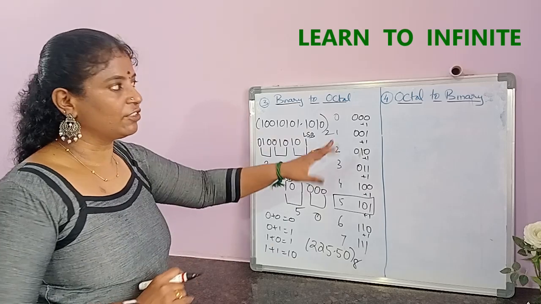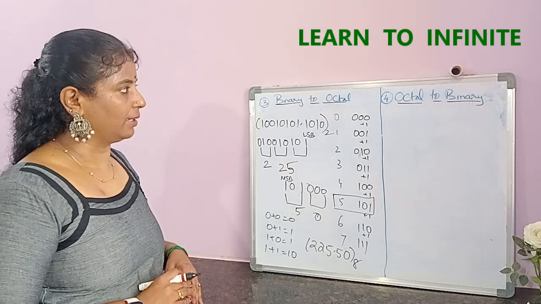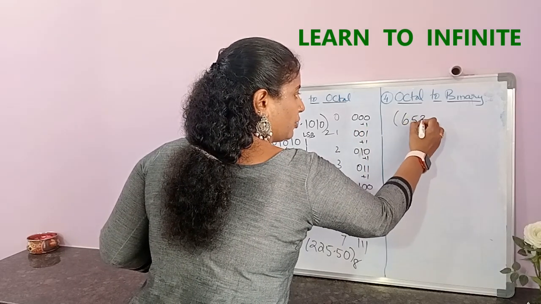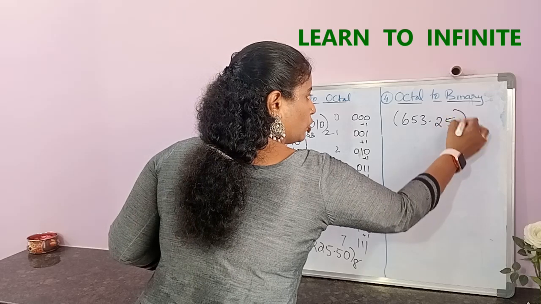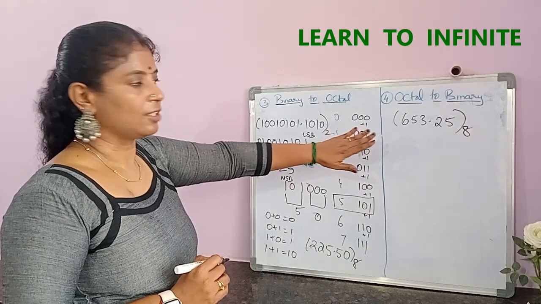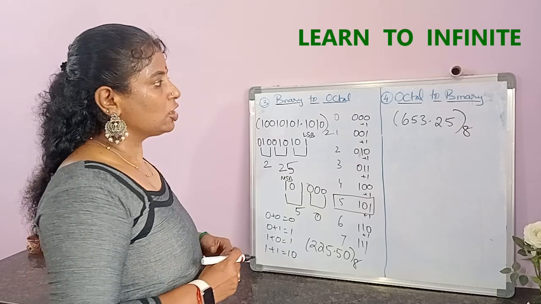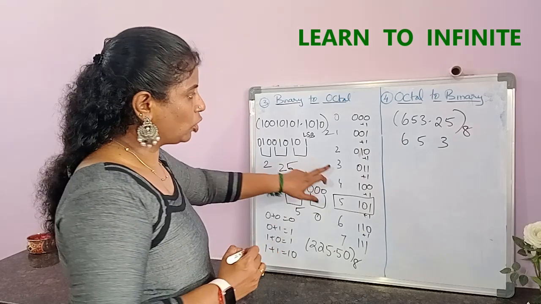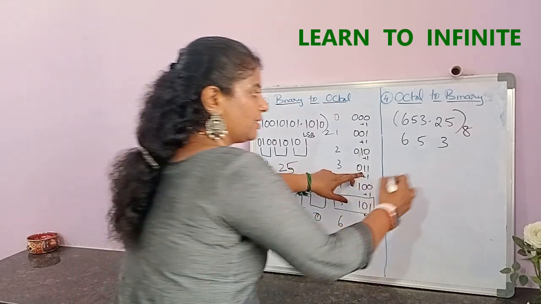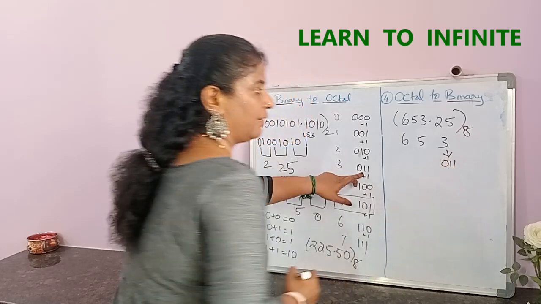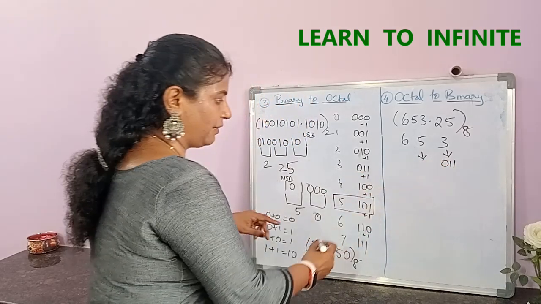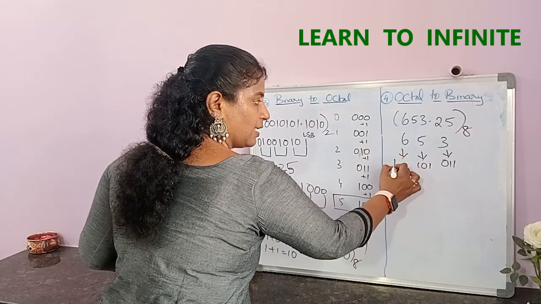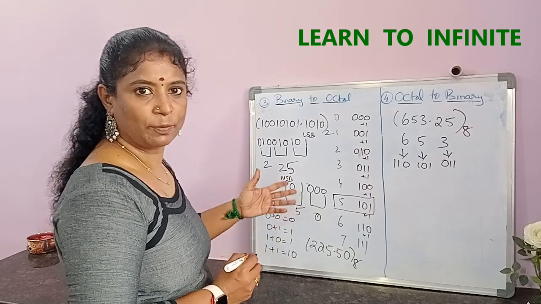Fine. So the next conversion is how to convert an octal number to a binary number. Take any octal number, say 653.25 to the base 8. Converting this octal number to a binary number, first take the whole part, 653. What is the corresponding binary number for 3? It is 011, right? The corresponding binary number for 5 is 101. The corresponding binary number for 6 is 110. So it seems easy, right?